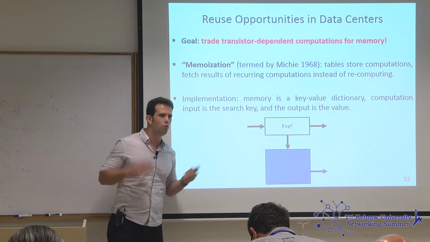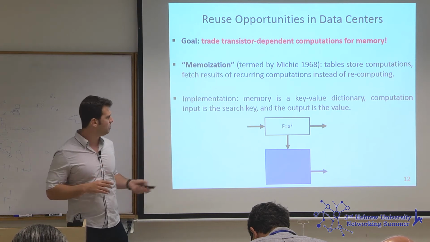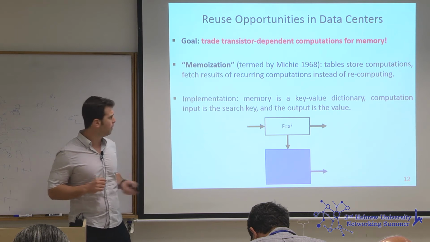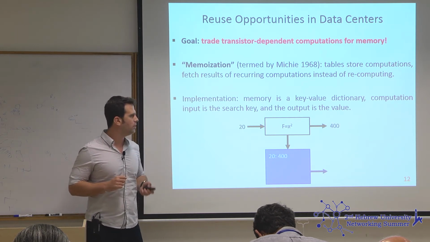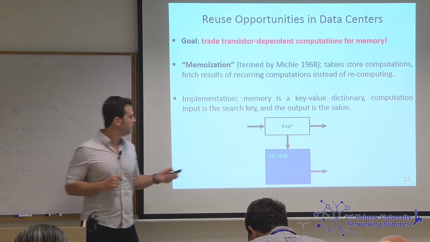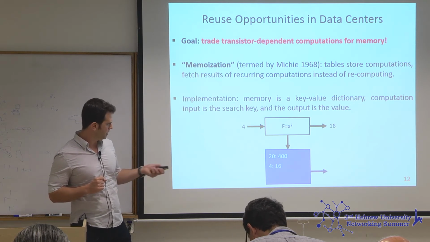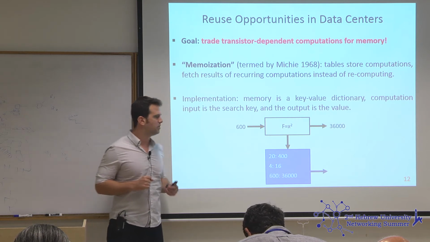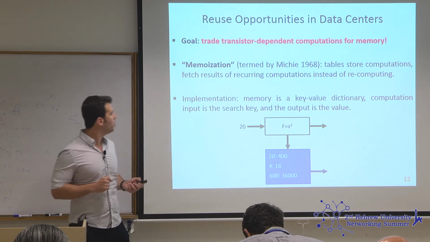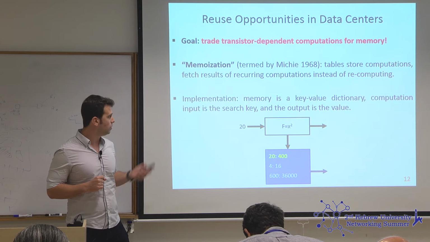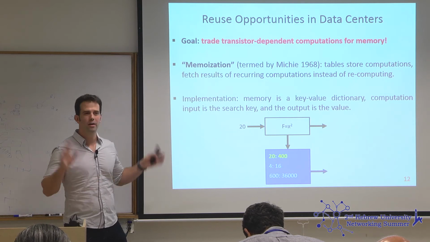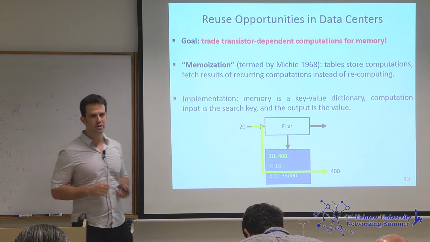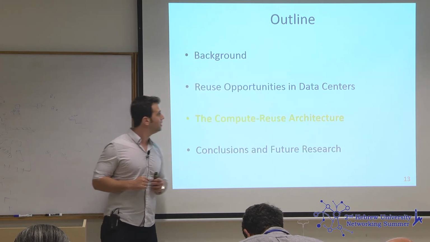Let's look at a really basic example. We have a computation unit that computes a square function. It gets 20, so 20 times 20 is 400. Then we save that 20 in this table. We have 4 times 4 is 16. 600 times 600 is 360,000. Now we run 20 again. So instead of computing it through our accelerator, we just fetch it from the memory. This is essentially memoization.